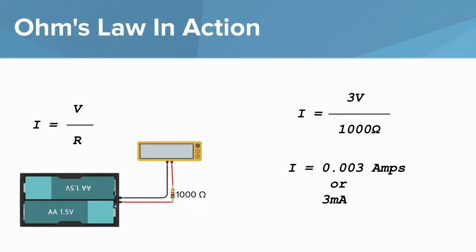Let's take a look at Ohm's law in action. Given a basic circuit, what would the current be if the resistor is 1000 ohms and the 3-volt power supply is used? The current is equal to the voltage divided by the resistance. So 3 divided by 1000, which equals 3 milliamps, or 3 thousandths of an amp. When we turn our circuit on, we can see that the multimeter reads 3 milliamps.